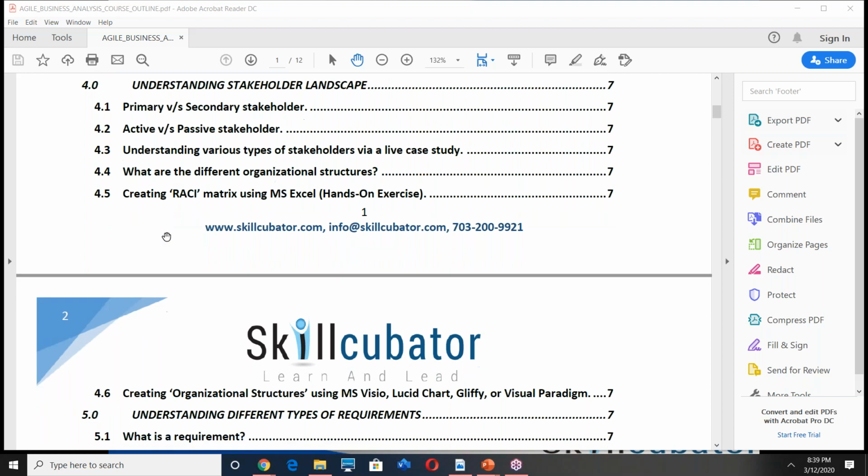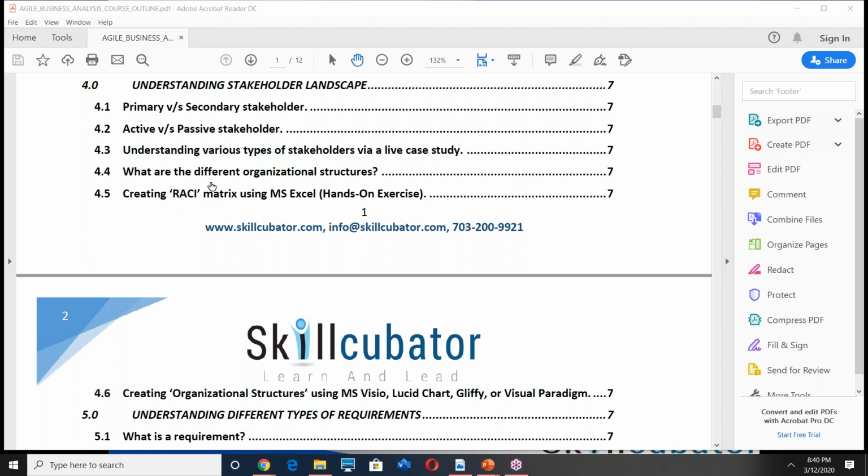And also create some of them using tools like Visio, Gliffy, Lucidchart. I generally don't use Visual Paradigm these days, but I will use either of these three tools. Either it will be MS Visio, Lucidchart, or Gliffy.